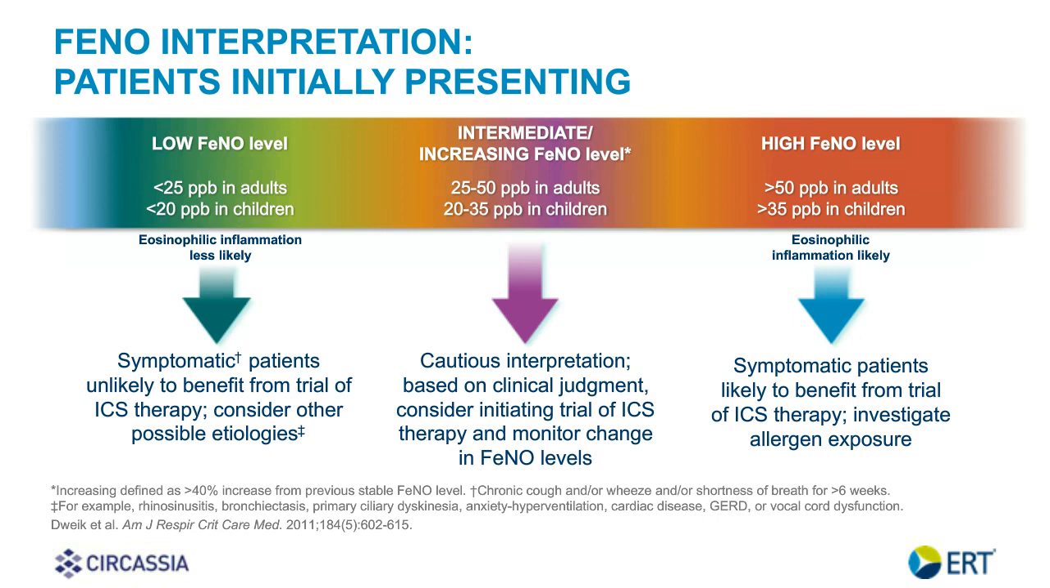And then you have your high FeNO levels, greater than 50 in adults and greater than 35 in children. Again, this indicates that eosinophilic or Th2-type phenotype is very likely, and these patients are the ones that are going to show benefit from a trial of inhaled corticosteroids or other types of anti-inflammatory therapy.